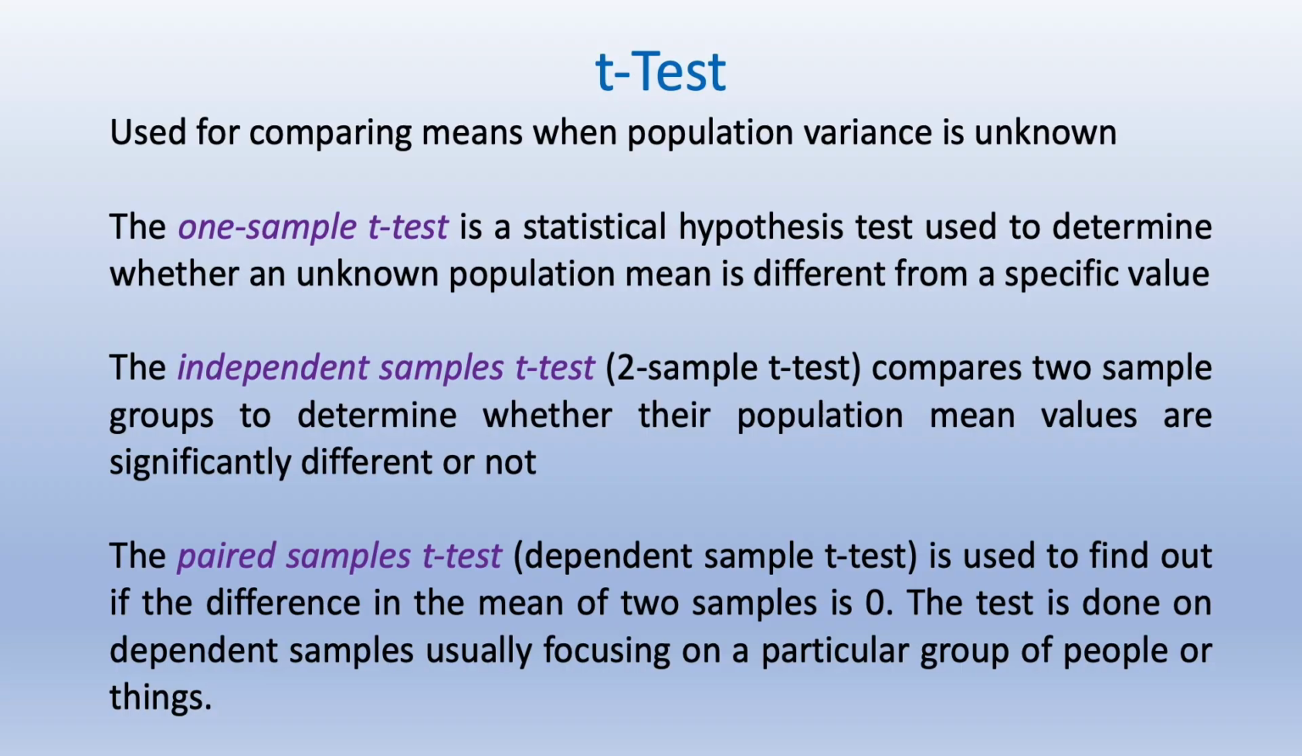The t-test is one of the most widely used parametric tests in applied research. It is used for comparing means when population variance is unknown.